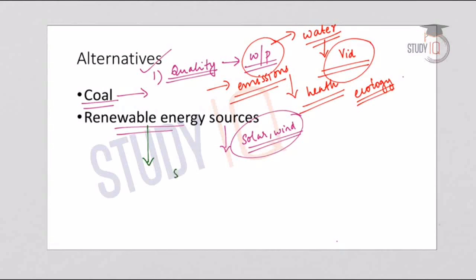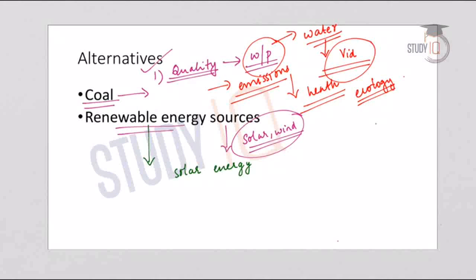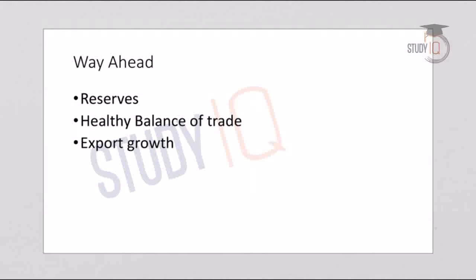For example, solar energy is variable in terms of output. It means that solar farms will produce energy only when the sun is shining. Another example, wind energy, is also variable in terms of output because wind farms can produce power only when the wind is blowing. So there are certain shortcomings for renewable sources of energy as well. Now in this context, we will see what the way ahead for India is.